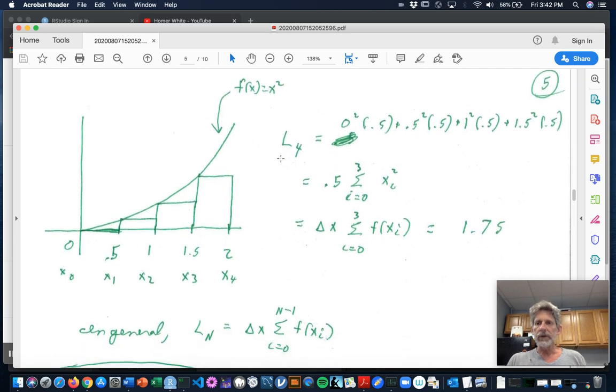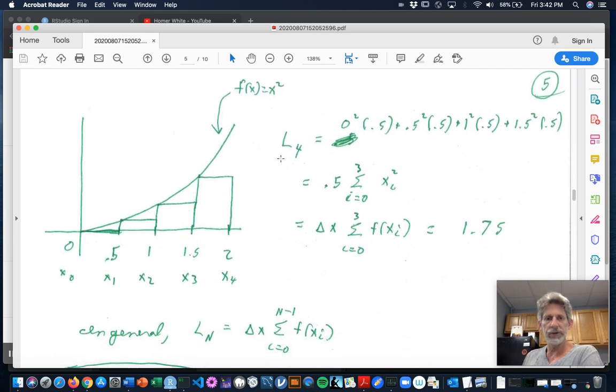Of course, you could make another choice about how to build your rectangles. Like maybe you could make the height of each rectangle be determined by the left-hand side of each base. So look at capital L4 here. 0 squared times 0.5 is the area of this degenerate rectangle that I show here, which is just that line on the x-axis from 0 to 0.5. Its height is 0, its base is 0.5. And I'm thinking of this height of 0 as the number 0 squared.